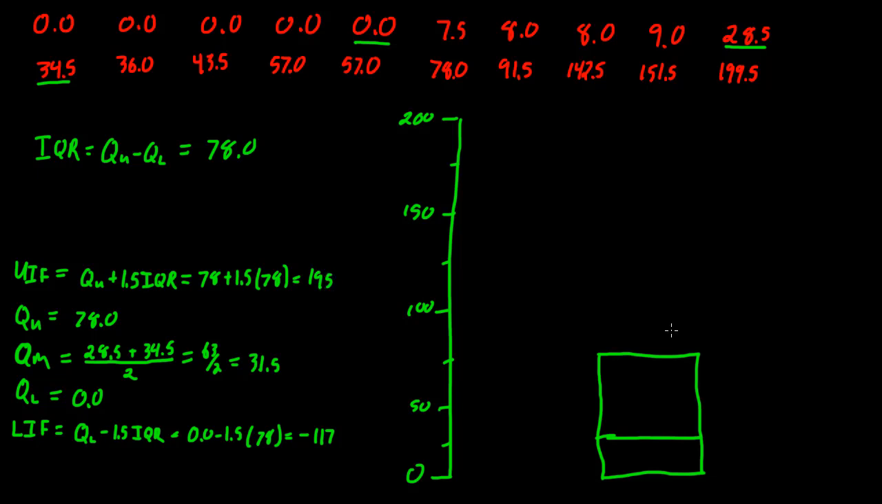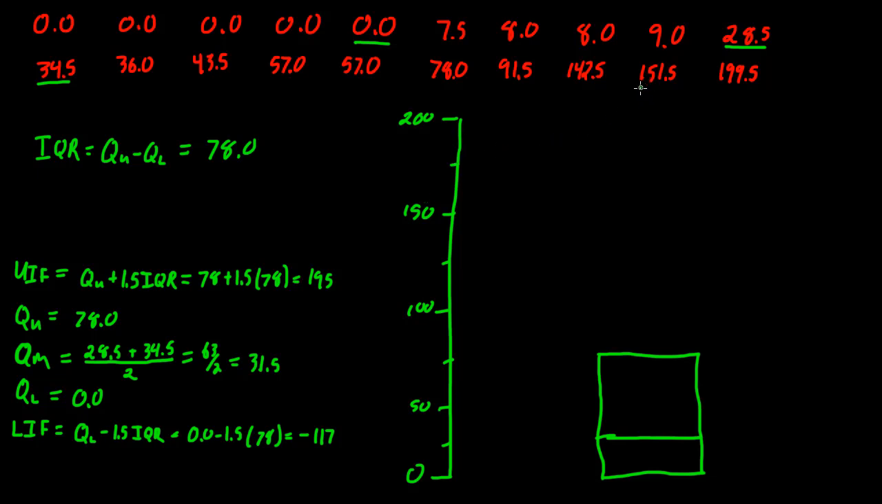So now that we have our inner fence values, we can draw the whiskers for our box and whisker plot. And to do that, we're just going to draw a vertical line starting at the quartiles out to the most extreme data points inside of our inner fences. So for example, starting from our upper quartile, we're going to draw a vertical line out to the most extreme data point we have inside of our upper inner fence. So if we look at our data, we have a couple of data points that are pretty high.